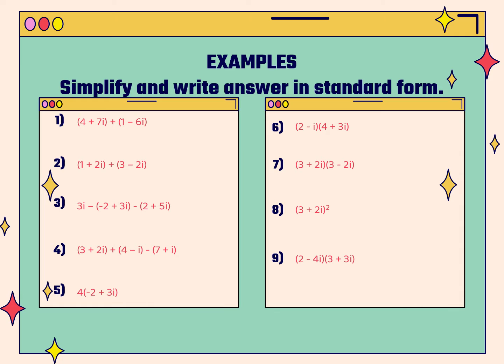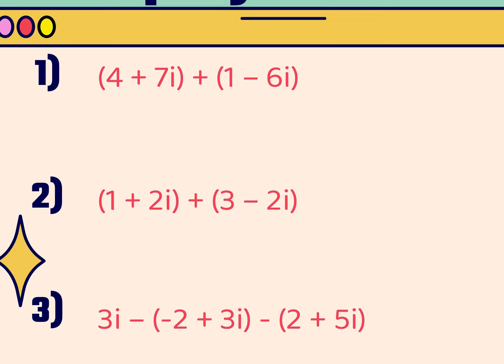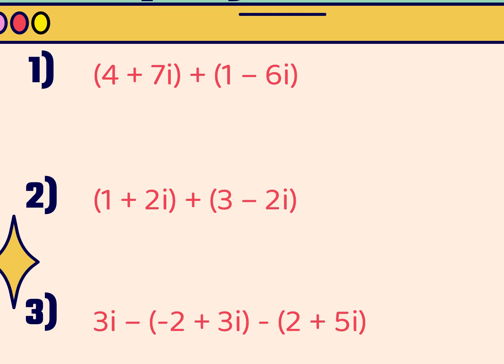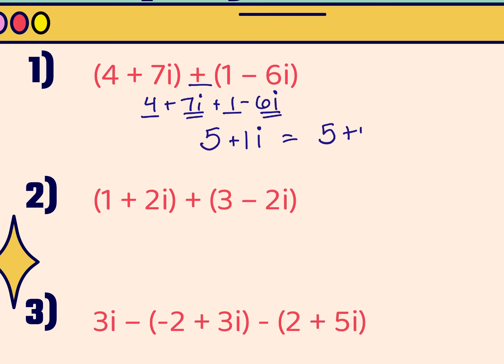Okay, so let's look at all these examples. The directions just say simplify and then write the answer in standard form. So each one's going to be a little bit different depending on the operation. Number 1 says 4 plus 7i plus 1 minus 6i. So with a plus between, we can simply remove our parentheses and combine our like terms. There are two numbers that are real numbers that don't have an i attached to them. 4 plus 1 would be 5. And then there's two numbers that also have an i on them. 7 minus 6 would be a positive 1i. Now we don't need the 1 there, so this could just be 5 plus i. Again, always putting the i at the end.